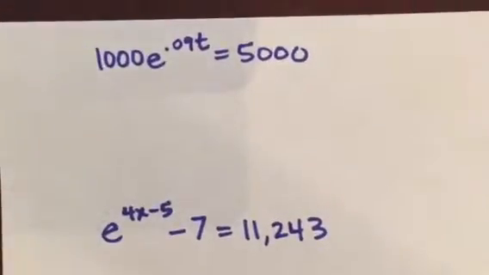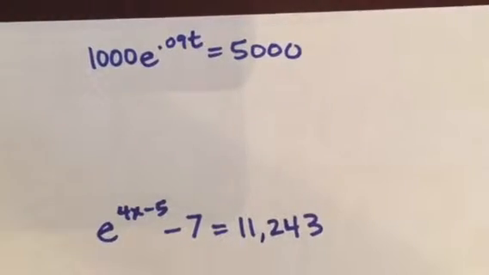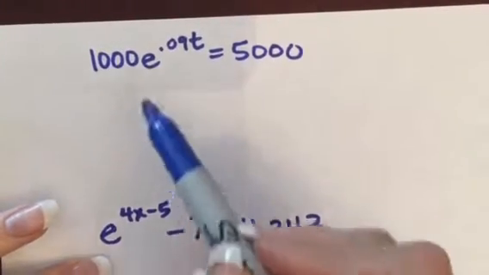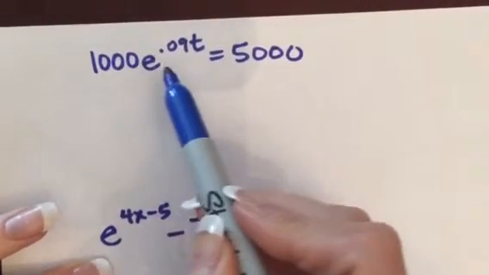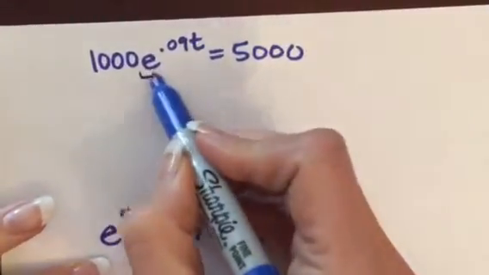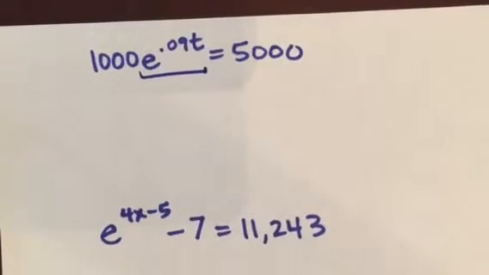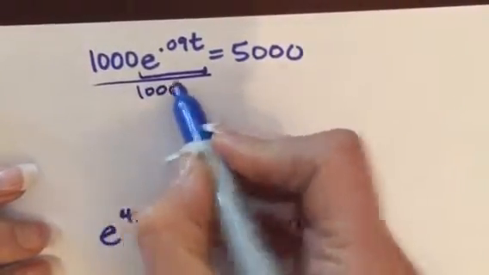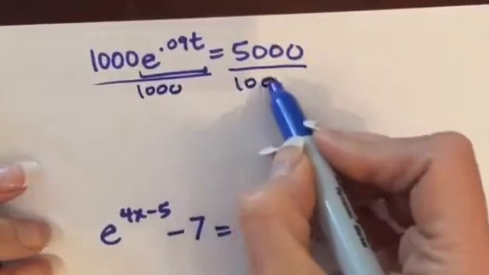Okay, so we have 1,000 times e to the 0.09t equals 5,000. Now this is a little bit different than what we've done before, because before, anything that has been raised to the power has been isolated already. In this case, we've got this 1,000 that is being multiplied to the expression that's being raised to the power. So we want to isolate that first. So the first thing we're going to do is divide both sides by 1,000. Okay, that's an easy step to make.